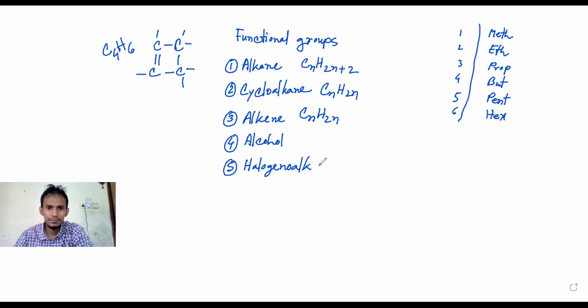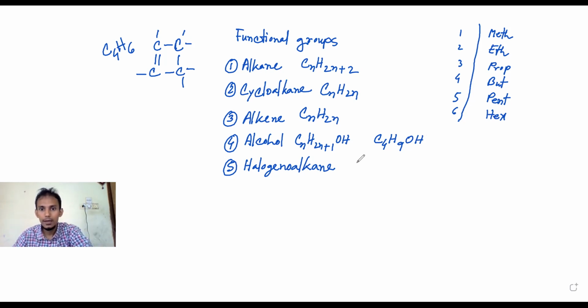Rifat? Yes, sir. Acha, alcohols, how are they? CnH2n plus 1 and then OH. This is the general formula. Say for example, if you have 4 carbon, then 2n plus 1 means 2 into 4 plus 1, which is 9, OH. So this is basically a butan-1-ol or butan-2-ol structure.